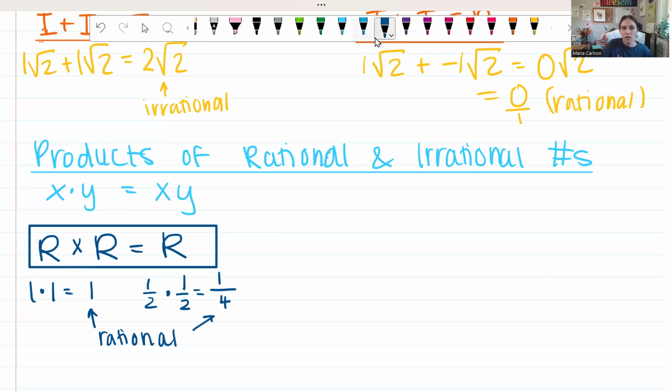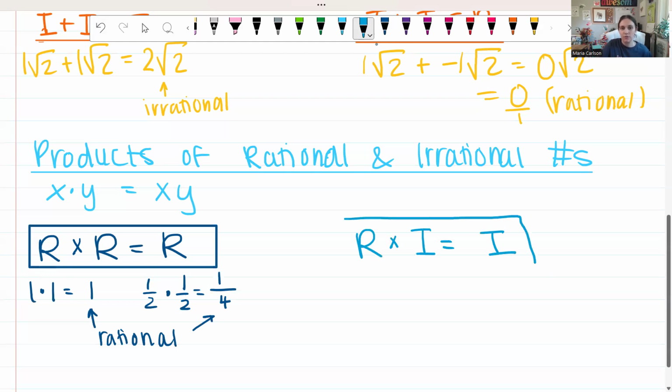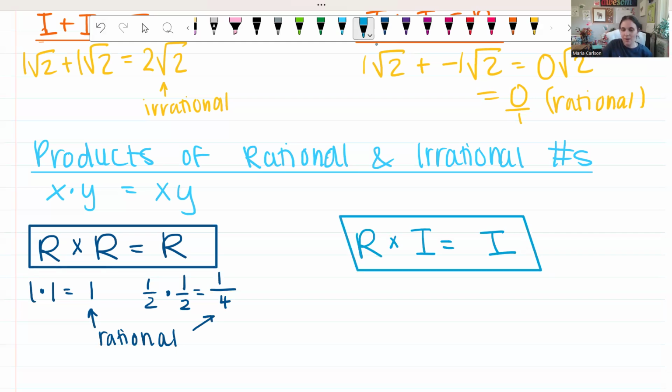If you have a rational number times an irrational number, that is going to turn out irrational. For example, 2 times the square root of 2, which can be written as 2 square root of 2. This is a rational number times an irrational number, square root of 2. And if you type this into your calculator, it's just going to give you this irrational result. So this is irrational.